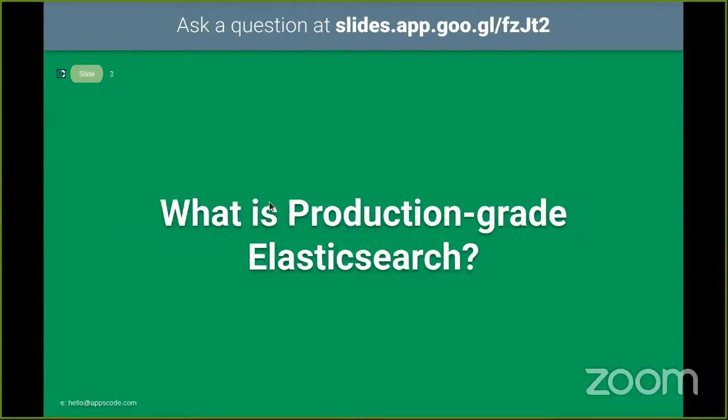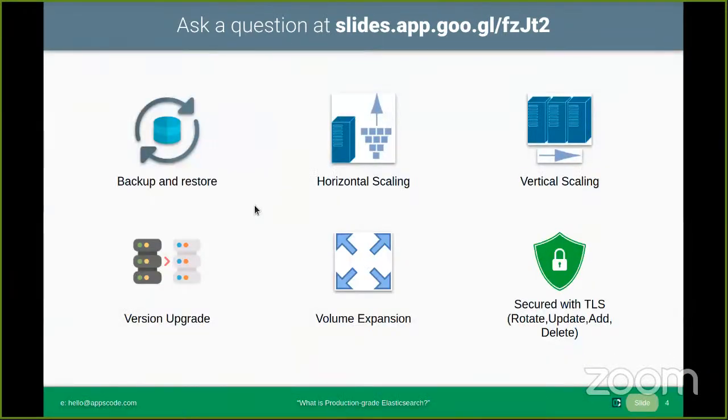So what is a production-grade Elasticsearch? A database can be called production-grade if it has the following features like backup and restore, horizontal scaling, vertical scaling, if the version can be upgraded, if the storage is full or nearly full so that the volume can be expanded, and the database is secured with TLS.